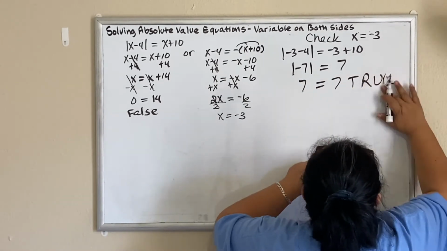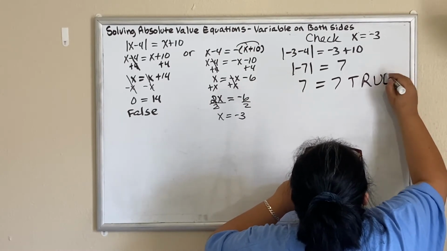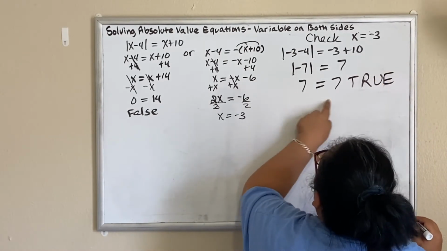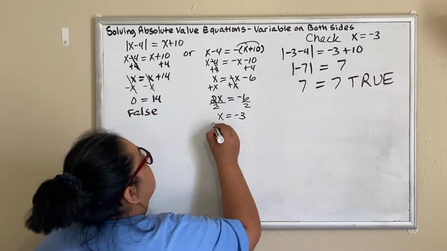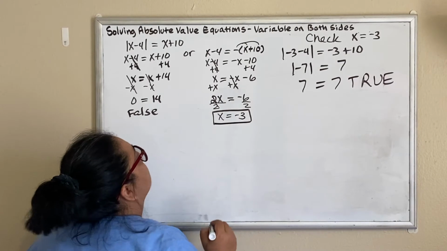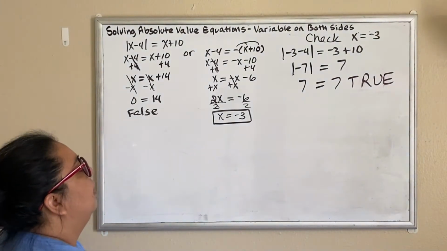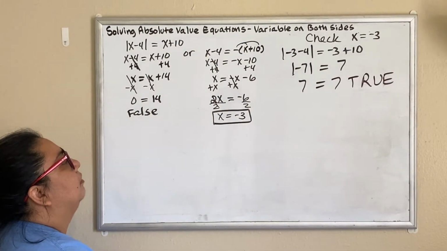Since this is, I misspelled true. There we go, true. Since this is a true statement, that means negative 3 was true for a solution. So that is indeed our solution. We can box that and say that that is the solution.